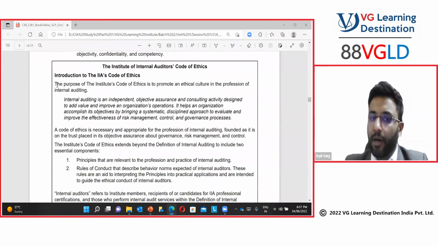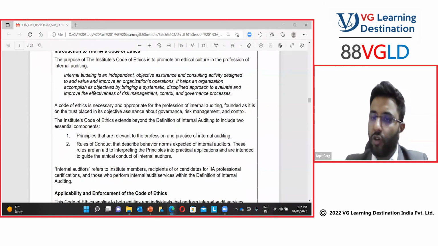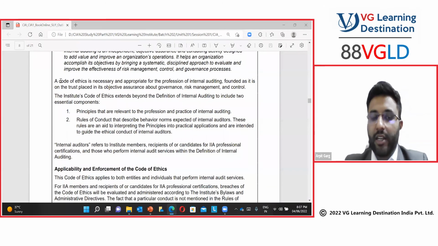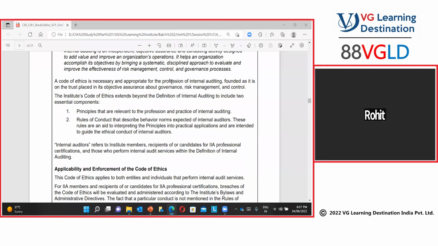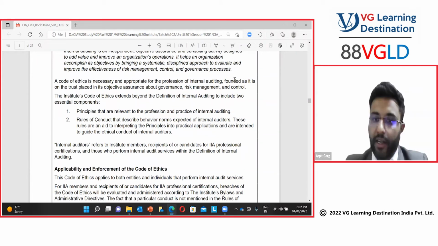So this is again the purpose. It covers the definition, folks. So I'm skipping this. It says, moving on, the Code of Ethics is necessary and appropriate for the profession of internal auditing, founded as it is on the trust placed in its objective assurance about GRC processes.